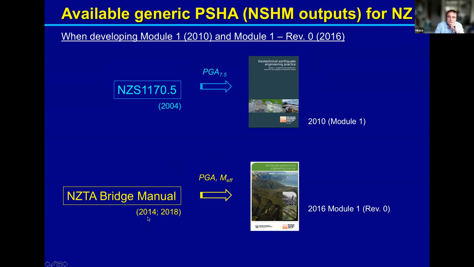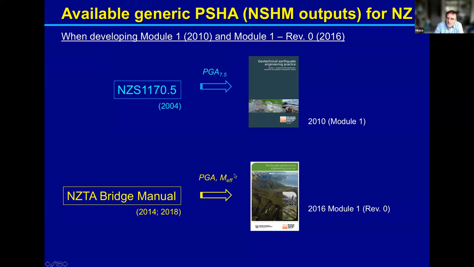Then, somewhere around 2014, the NZTA Bridge Manual provided a new interpretation of the hazard, in which the hazard was provided in terms of couples: PGA, peak ground acceleration, and associated earthquake magnitude, which was called effective magnitude. We never understood what the definition of that one is.